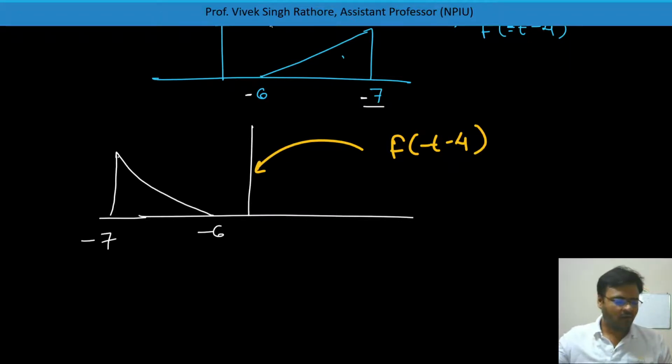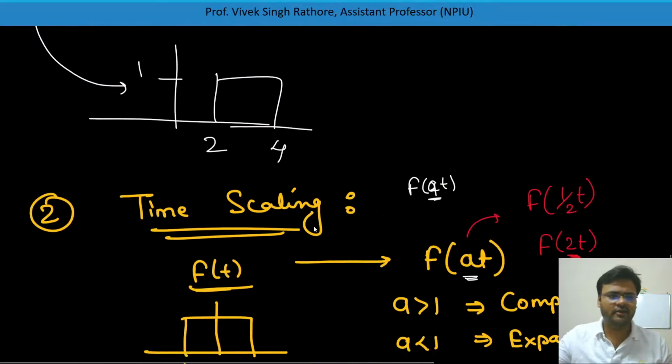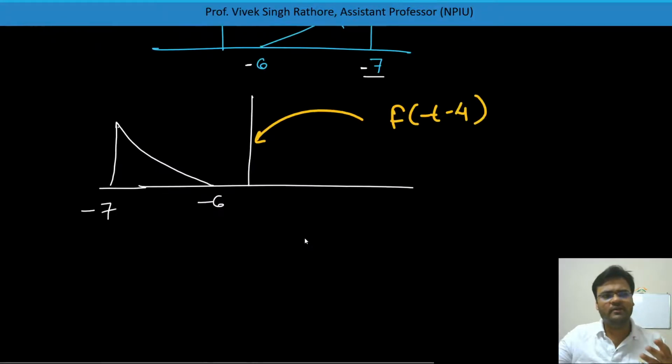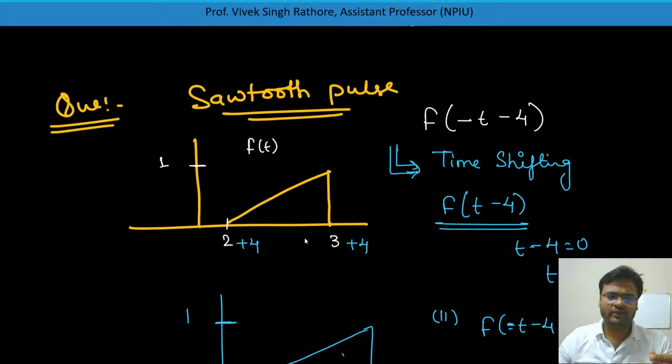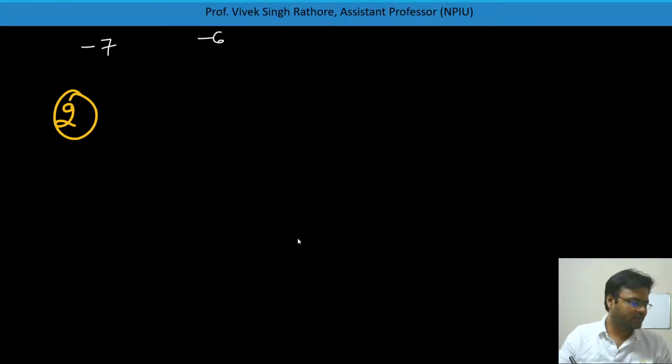Now you can understand how we need to apply the operations we have studied. This can be done by another method also, like first doing time reversal and then time shifting, but that will take some other calculations. So no need to worry, just do time shifting first, and then you can do time scaling or whatever you want to do. Let's see a second question also.